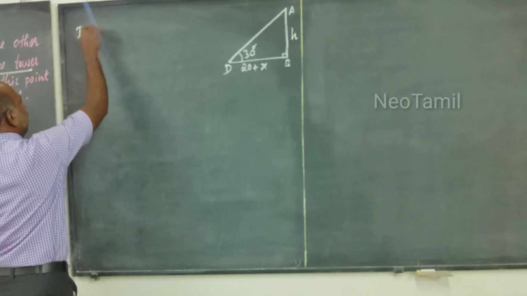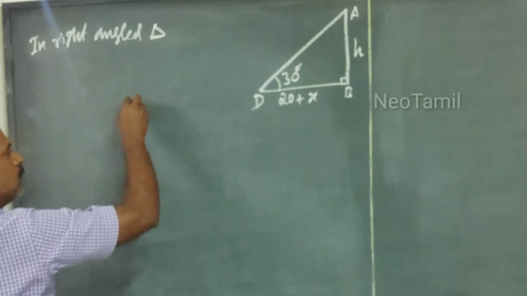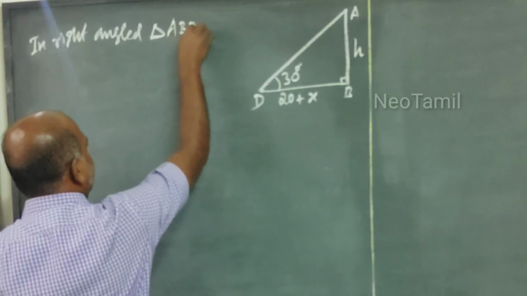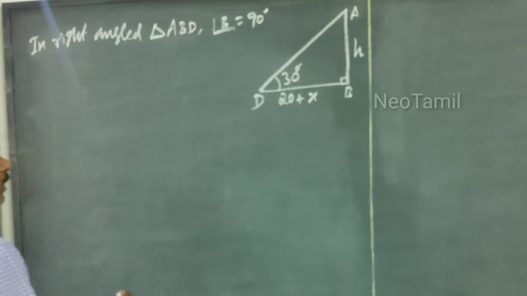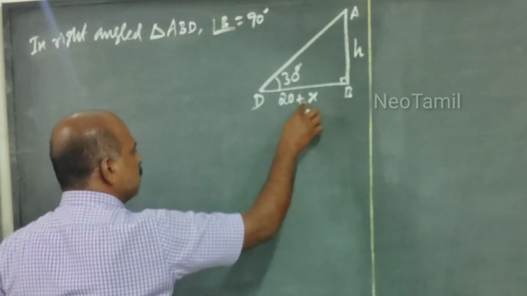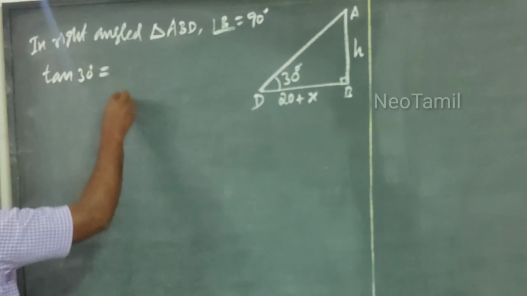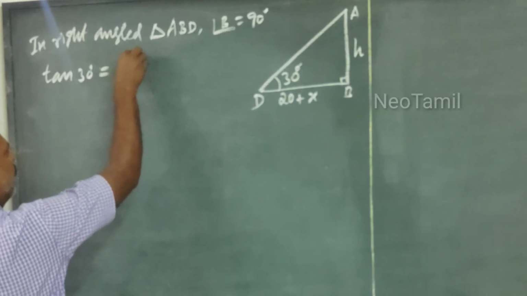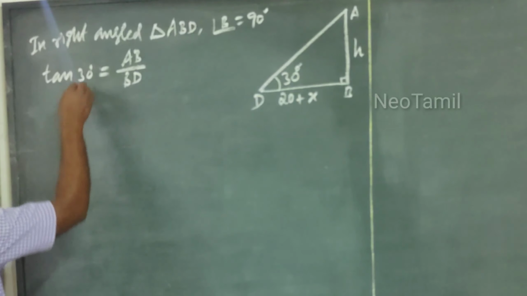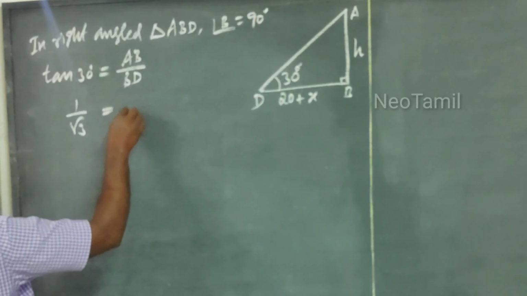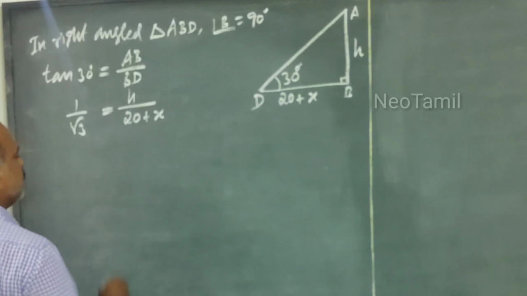Again, in right-angled triangle ABD, angle B equal to 90 degrees. Again, related with opposite and adjacent, so we are going to take the trigonometric ratio tan theta. So, tan 30 degrees equal to opposite by adjacent side. Opposite side is AB, adjacent side is BD. Actually, tan 30 degrees is 1 by √3, and length of AB is H and length of BD is 20 plus X.